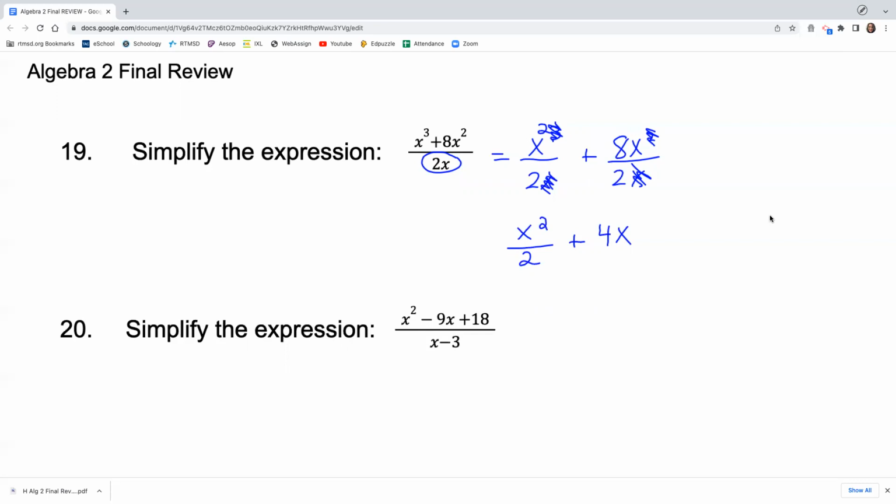For number 20, because I do not have a single term and there's a minus sign here, I know that I'm going to have to do something else. I will not be able to use that trick I did in number 19.